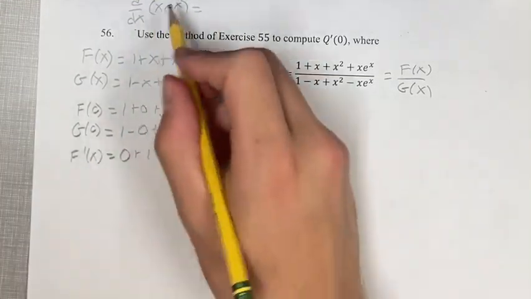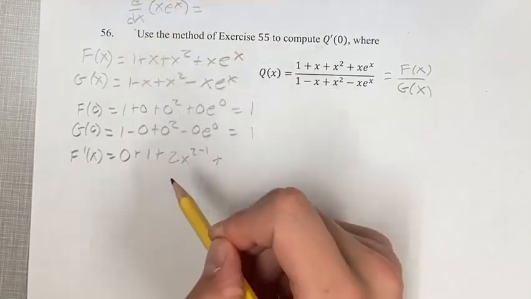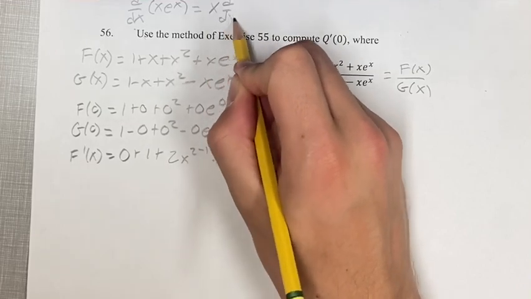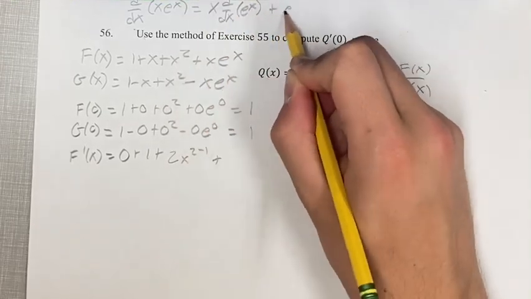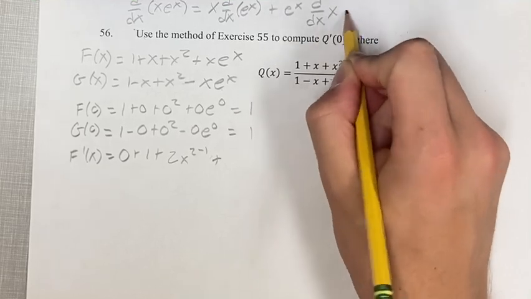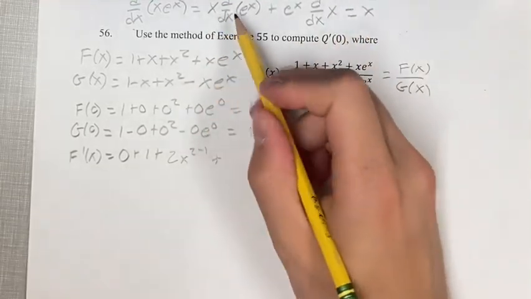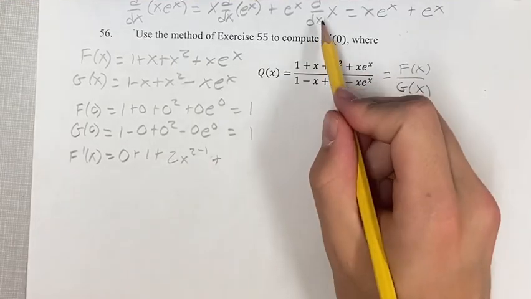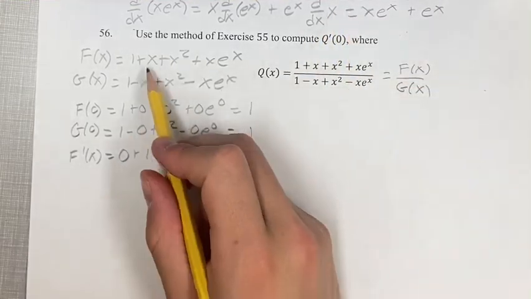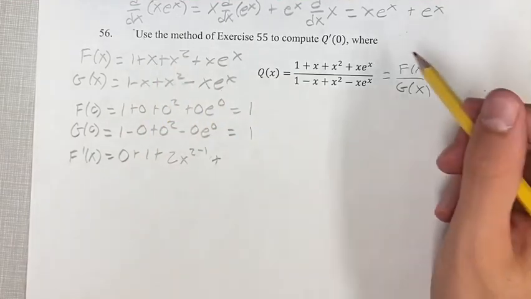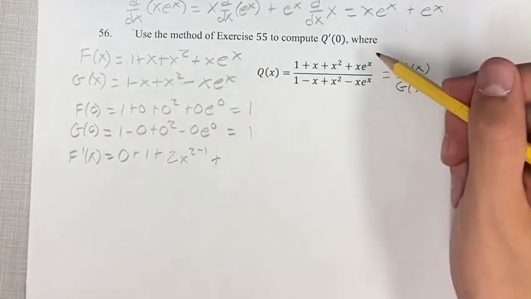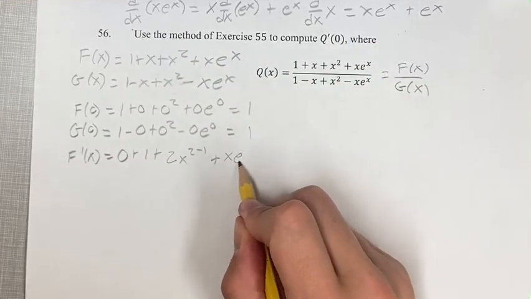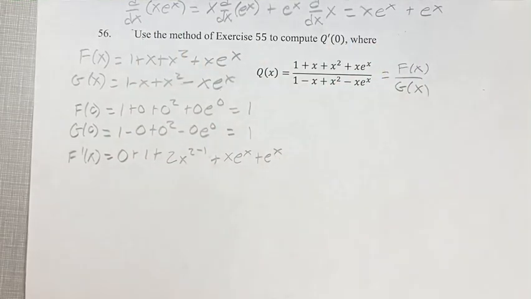This is equal to, we have two things multiplied by each other, so we do the product rule. So it's the first times the derivative of the second plus the second times the derivative of the first. So this is equal to x times the derivative of e to the x, which is e to the x, plus e to the x times the derivative of x. As we just saw, since it's a linear term, the derivative is just the coefficient, which for x is 1. So the derivative of this is x e to the x plus e to the x.